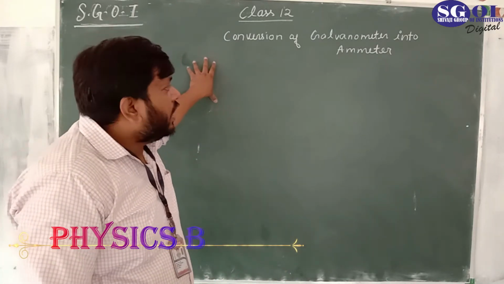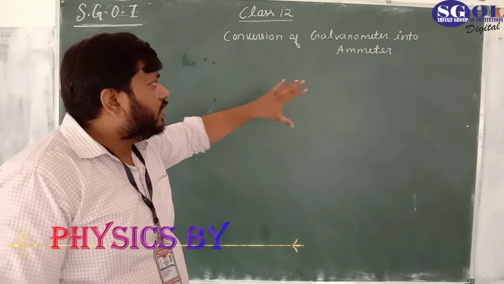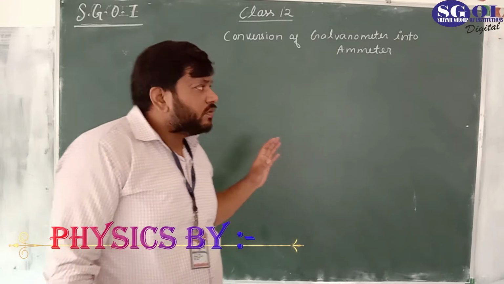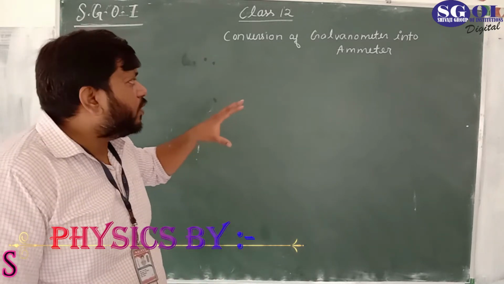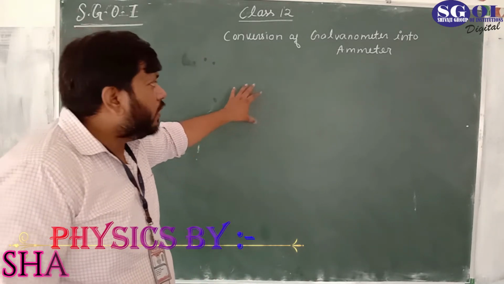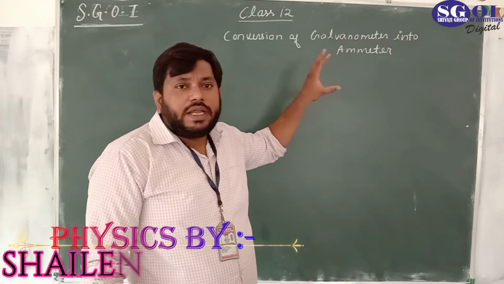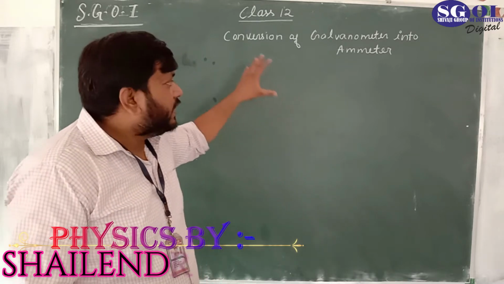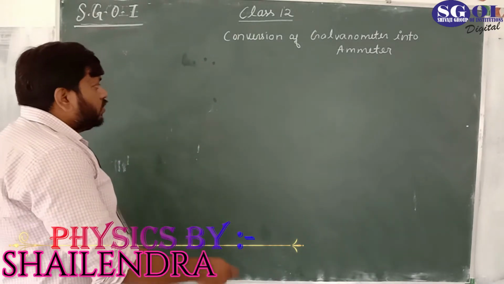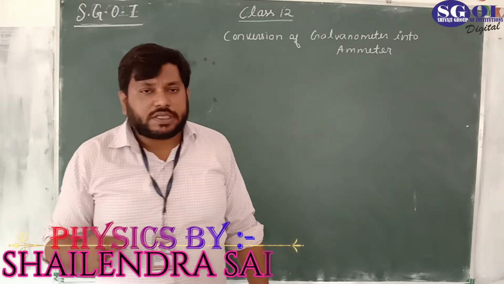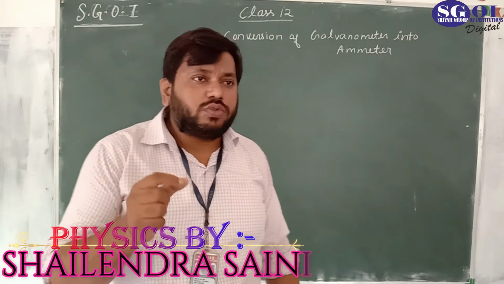So let's see how we would convert the galvanometer into ammeter. Actually, this particular topic is important from the numerical point of view. So you have to understand the concept so that you can easily solve the numerical problems related to this topic. Suppose we want to measure the current in a particular circuit, and we know that we use an ammeter.